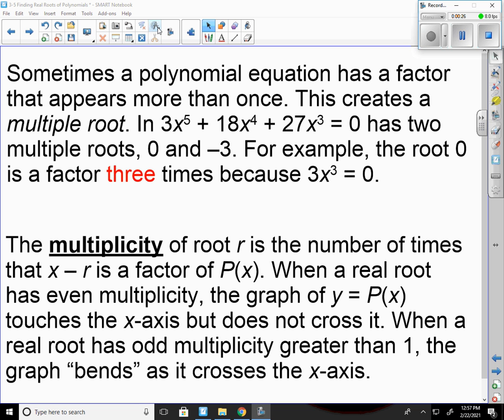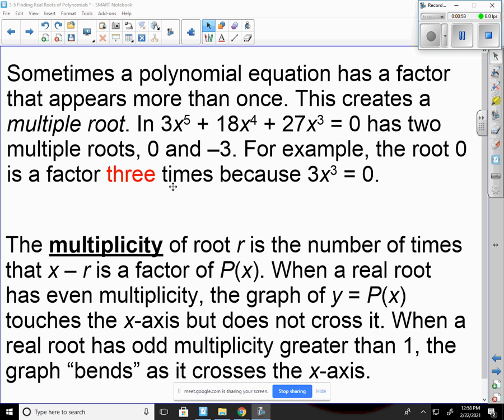For example, the root 0 is a factor 3 times because 3x to the third is a factor of this, and that's equal to 0. So it's x to the third. So there are three separate x's with a root of 0. Since we have these three separate factors with a root of 0, this would be called the multiplicity. The multiplicity of root r is the number of times that x minus r is a factor of the polynomial p of x.